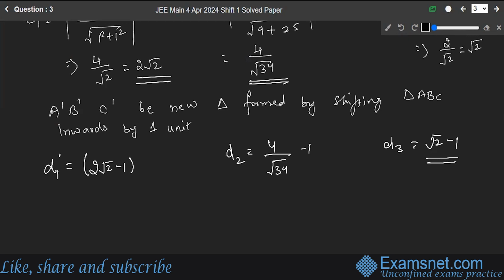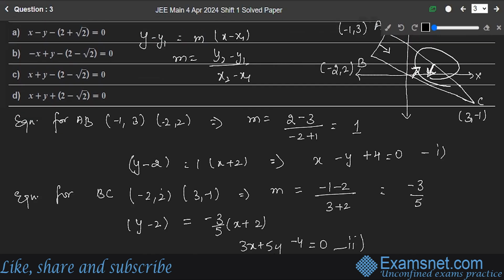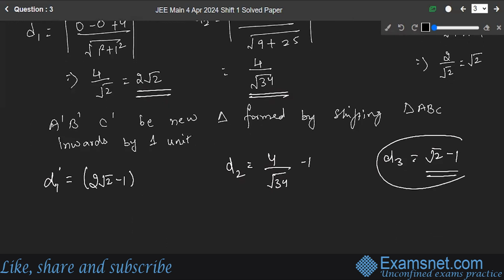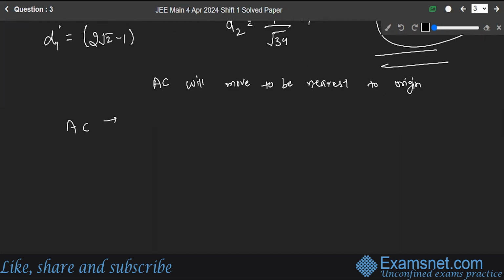Now, we clearly see that C dash A dash, when it moves, will be the nearest side to the origin. Also, see, this is the least answer, like this is the smallest distance. Correct? So I will pick this AC side to move to be the nearest to the origin. Okay, what was the equation of AC? AC had the equation of x plus y minus 2 is equal to 0.